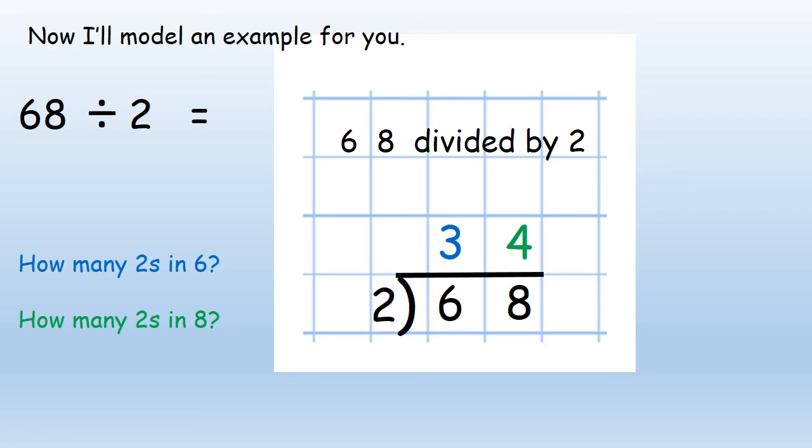How many 2s in 8? And of course, if you know your 2 times table, you'll know that there are 4 2s in 8. So the answer is 34. 68 divided by 2 equals 34.